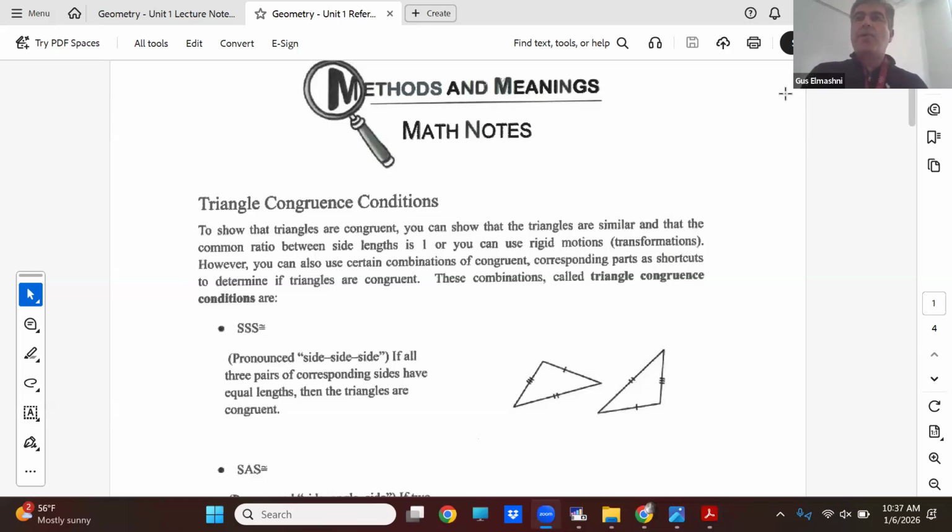All right. So triangle congruence conditions. We did triangle similarity theorems. Remember we did side, side, side similarity. We did side angle, side similarity. We did angle, angle similarity. We're now going to do something analogous to that, but with congruence.